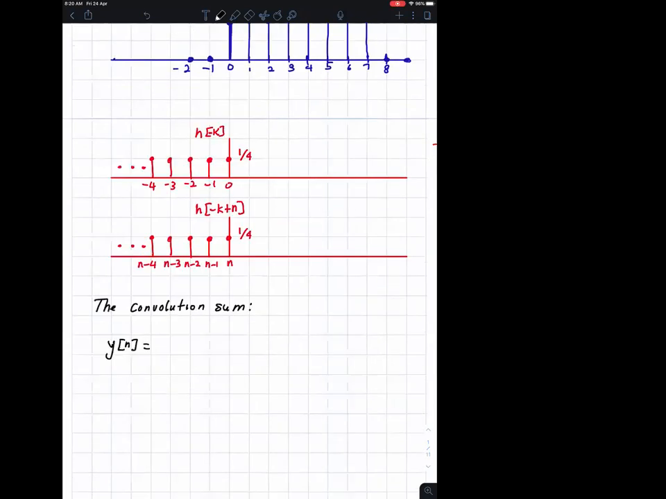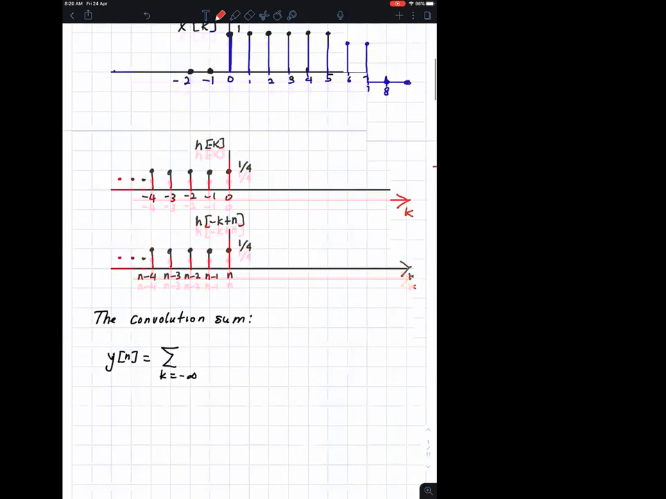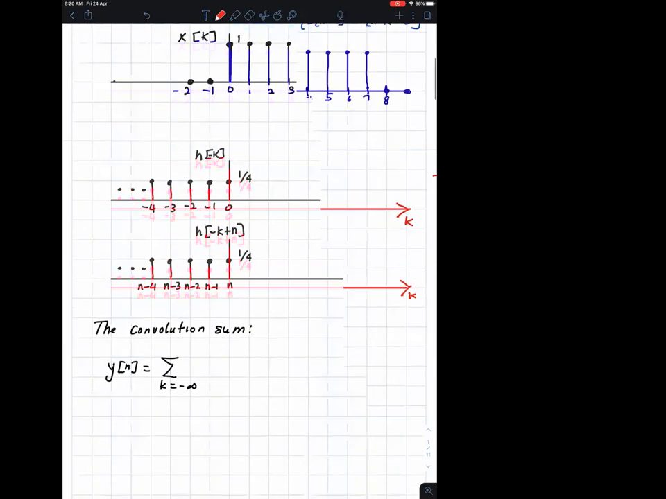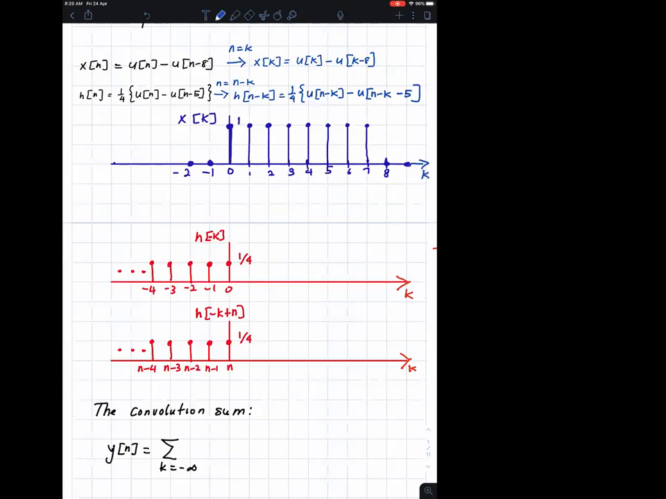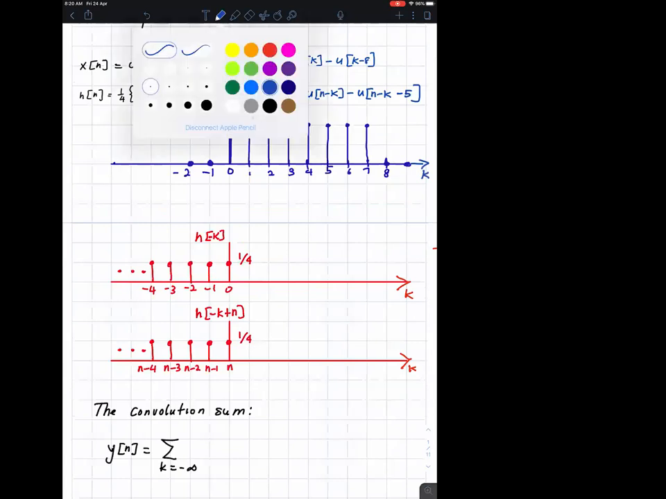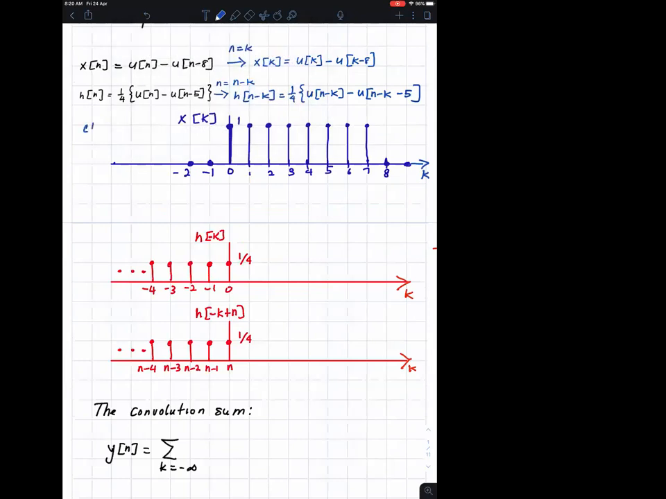y[n] is equal to the summation of k equals minus infinity. So now we have already changed everything to k. So this has to be k, this has to be k. One signal, you change the variable to k. This signal, you also change the variable to k.